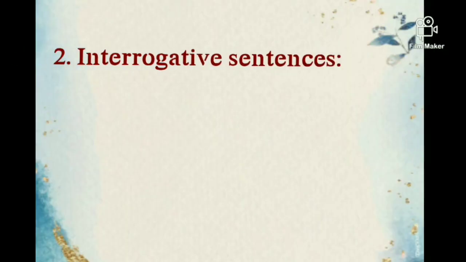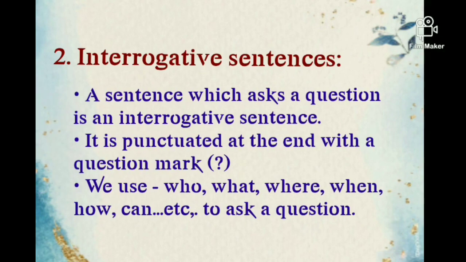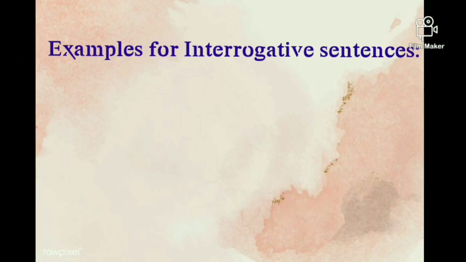The second type of sentence is the interrogative sentence. Here, interrogate means ask a question. Likewise, a sentence which asks a question is an interrogative sentence. Interrogative sentences are punctuated at the end with a question mark. We use who, what, where, when, how, can, etc. to ask a question. Let's read the examples together.